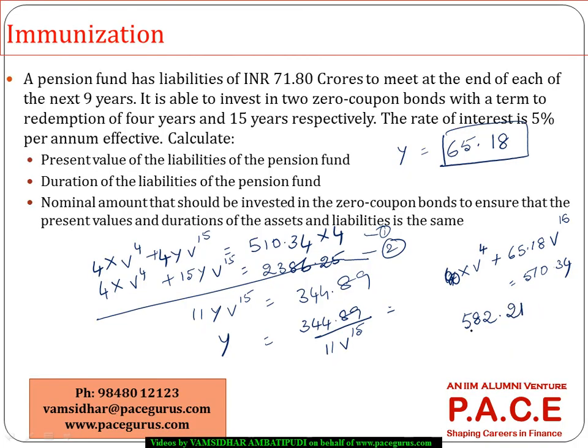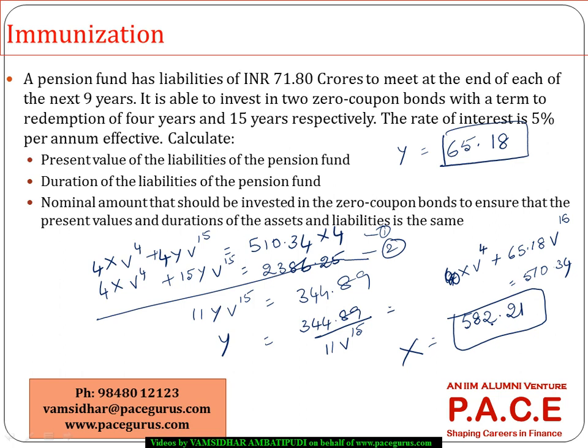582.21 crores. Let it go as a part of investment in x. The face value of x, let it be 582.21 crores, and the face value of y, let it be to the extent of 65.18 crores. So those are the kind of investments that go as a part of making sure that the investment is completely immunized.